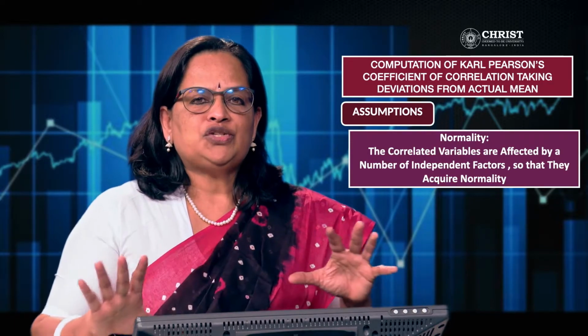So there are three assumptions for computing Karl Pearson's coefficient of correlation. This is important because based on these assumptions, they have framed the computation. So first one is normality. That one is the correlated variables are affected by a number of independent factors so that they acquire normality. Normal distribution, that is important for statistical computation.